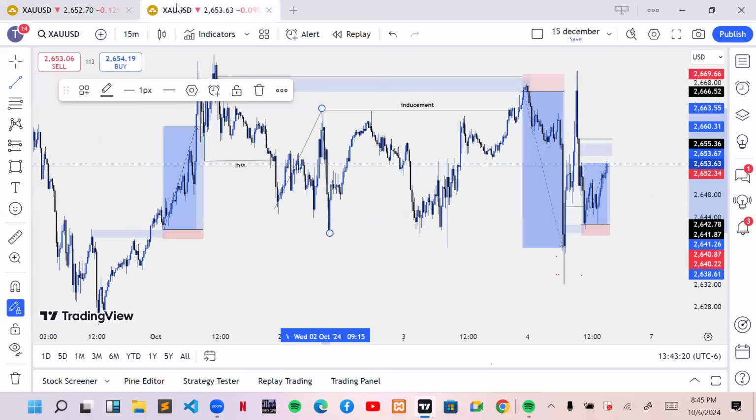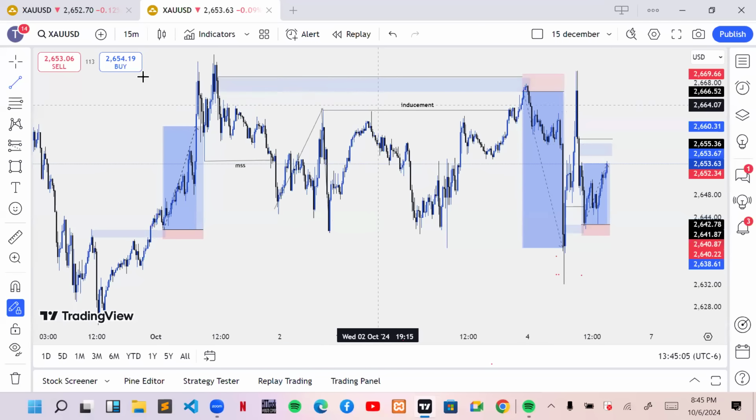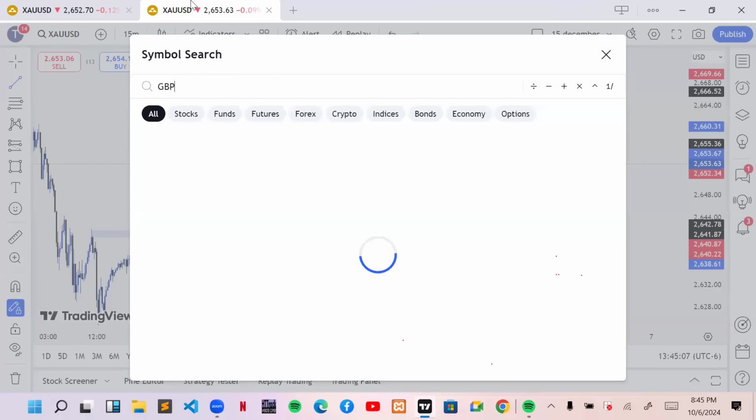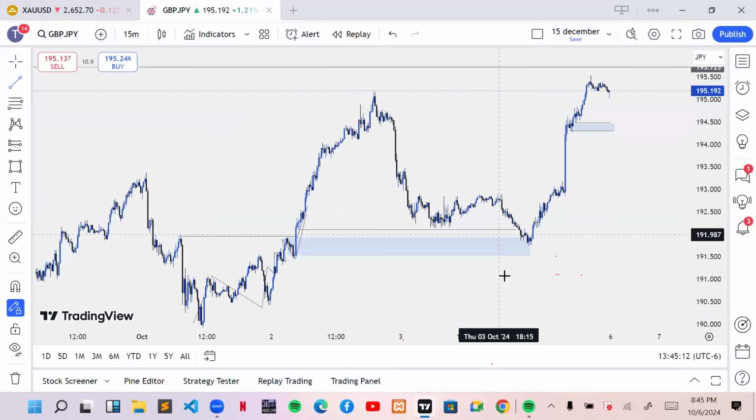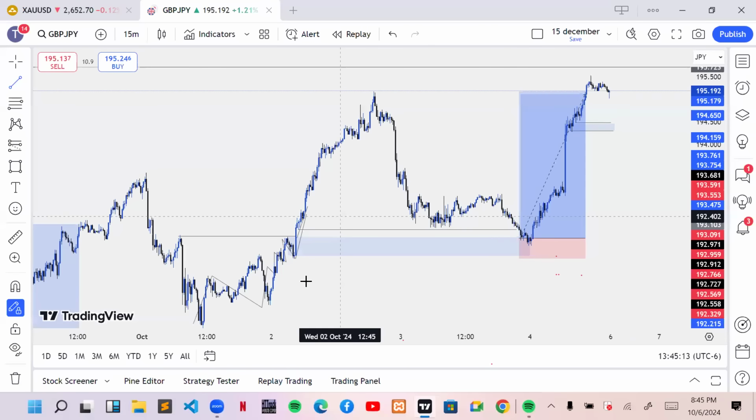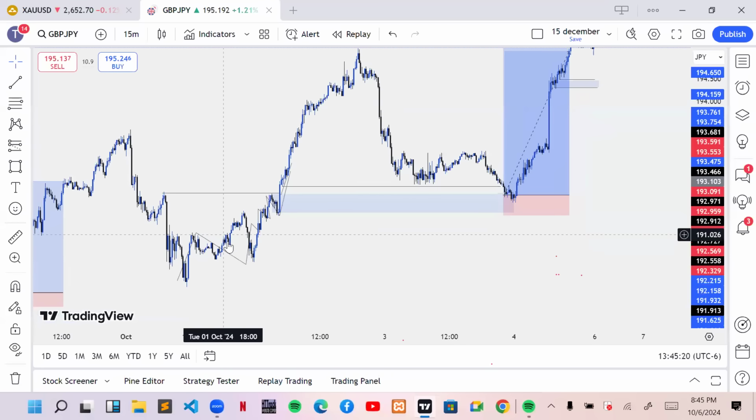So this is the one for the gold market structure shift. This is the first pullback right here. And then I will show the GBP chart that I was on, for a pullback in a break of structure. So this was a resistance zone in the market right here, and the market was making higher highs, higher lows.